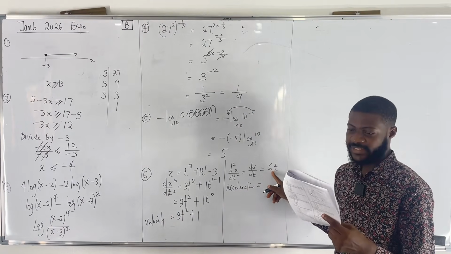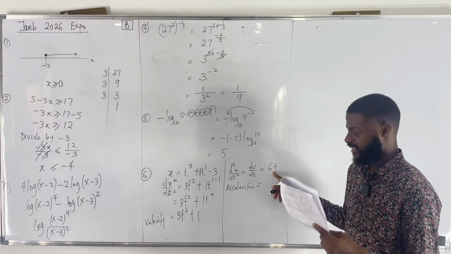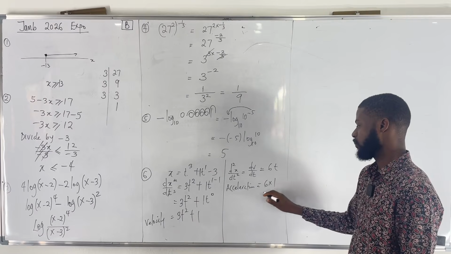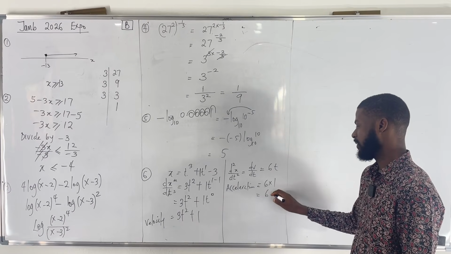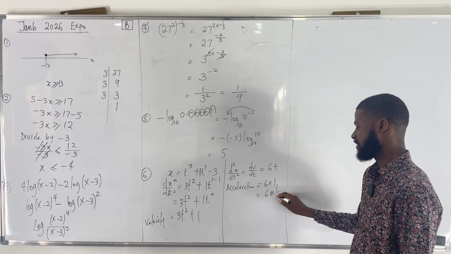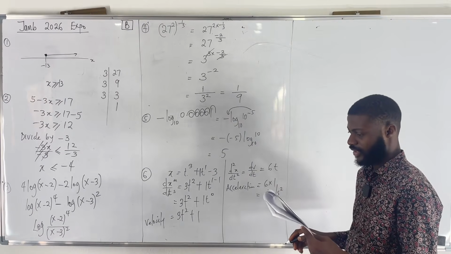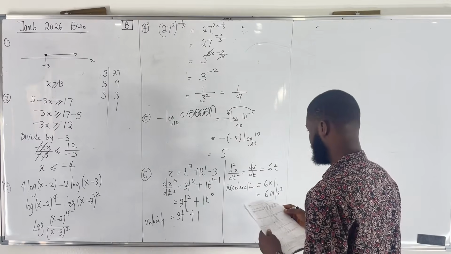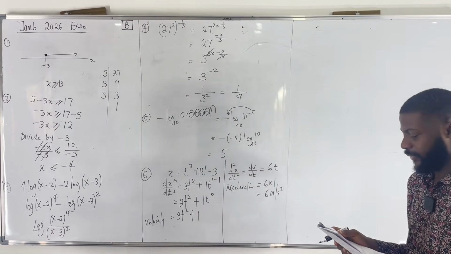Now, it says at t equals 1 second. So anywhere you see t, you put 1. So this will be 6 times 1, which is 6 at the end of the day, and the unit will be meters per second squared. So the answer is going to be D. That's what the answer is going to be, D. Let's move on to the next question.